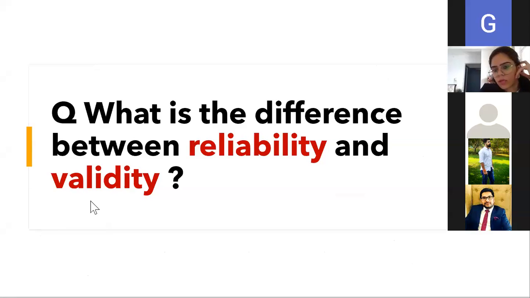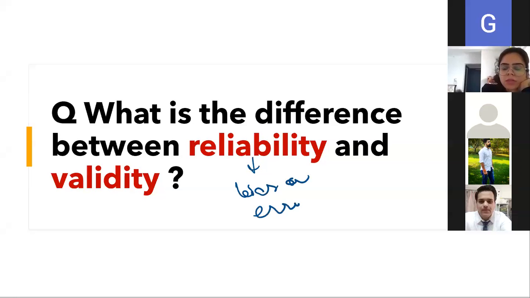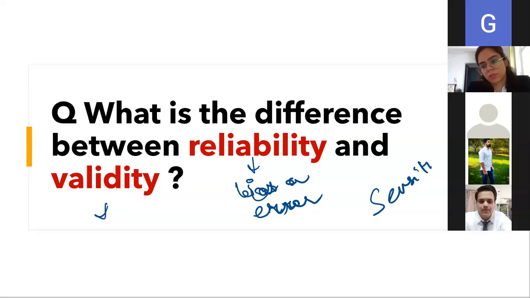Then there is the concept of reliability and validity. I'm not going in depth on this, but what do you understand by the reliability of scales? Ma'am, if they are without any bias or error, reliable. Then what is validity? These two are very confusing terms, reliability and validity, and the third one is sensitivity. Validity might be for how long it may sustain.